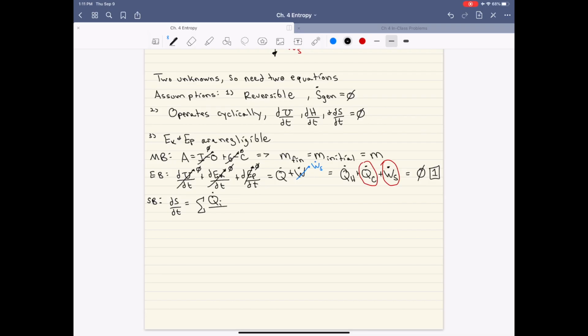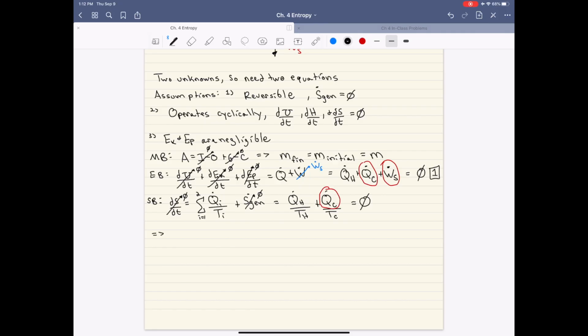where we now have these Q dots over T_i and we have two of them, and we also have an S_gen dot term. We're assuming the system is operating reversibly, so that's going to be 0. And then we could add in the actual heats we're dealing with in our system, plus QC over TC. Now, because this engine's operating cyclically, once again, this dS/dt is going to be equal to 0. Okay? And so, the only unknown we have in our statement right now is QC.